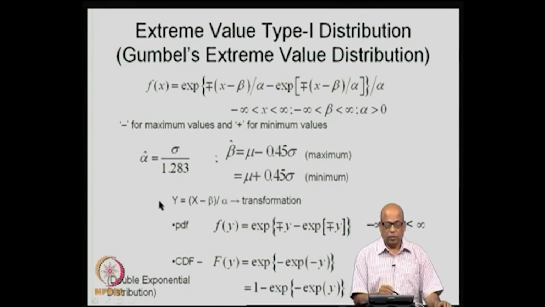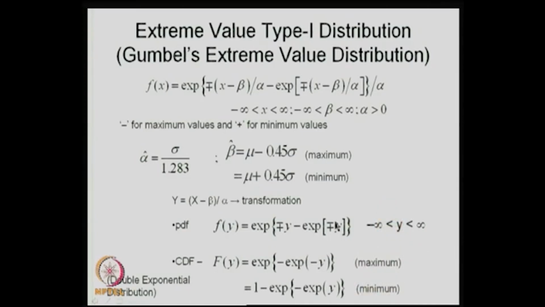We used a transformation y is equal to x minus beta over alpha, which simplifies the PDF, and we write the PDF for the transformed variable y as follows: f of y is equal to exponential of minus plus y minus exponential of minus plus y, and again minus is used for minimum values in the case of our earlier expression, and plus is used for the maximum values. I am sorry, the other way around. So, we use the negative value for the maximum value and positive values for the minimum values.